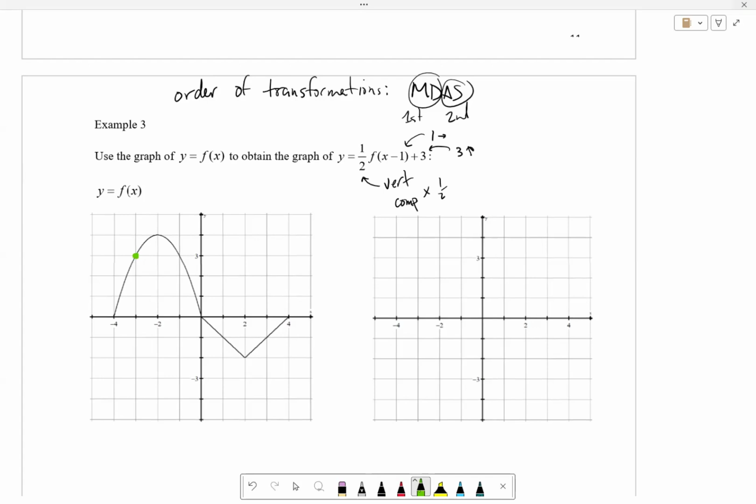And I'll do this in a different color. Discuss with your neighbor what's going to happen to this top point right here. This point, negative 2, 4.